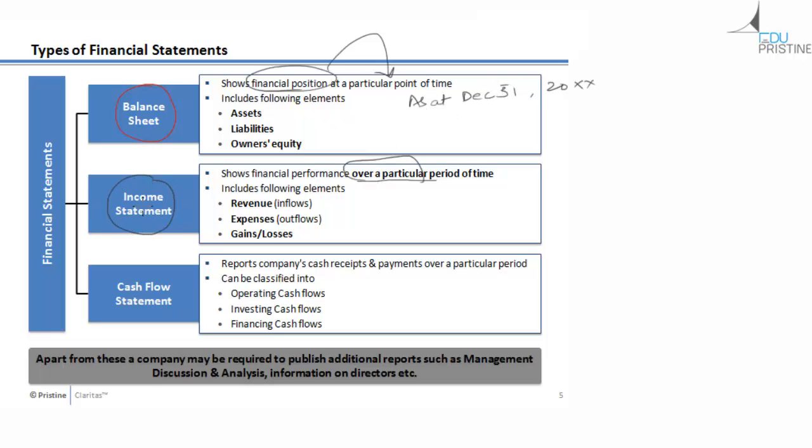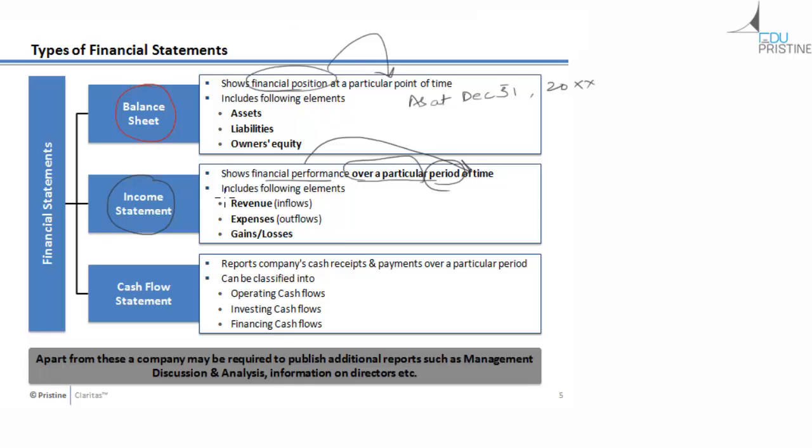The next financial statement is your income statement, which basically talks about the financial performance. What I mean by financial performance here is whether the company has run into profit, whether it has run into losses, what has been the performance overall, has it been a good year for the company, has it been a bad year for the company, etc. The important aspect here is that performance can only be measured over a period of time. You cannot measure performance as at a particular point in time.